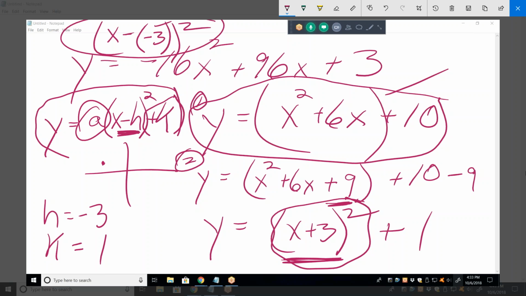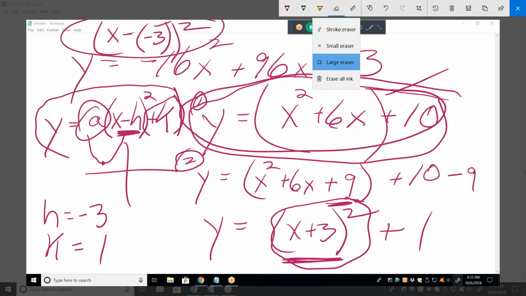In other words, there's no a in front of this, which means there's an implied 1. And since it's positive, it opens up. So I can graph that thing. It's hard to graph if I graph it in that format there. Now, let's take the one you gave me.